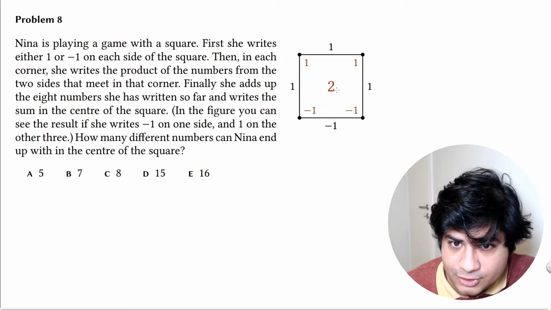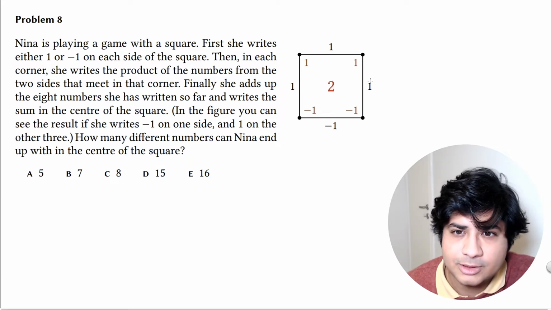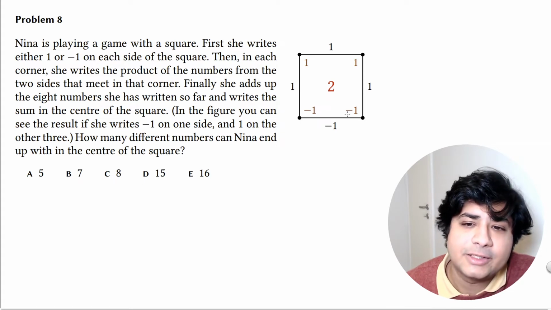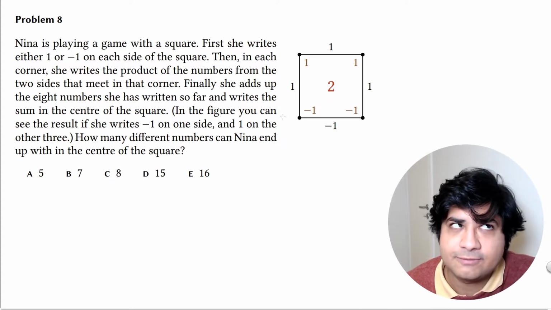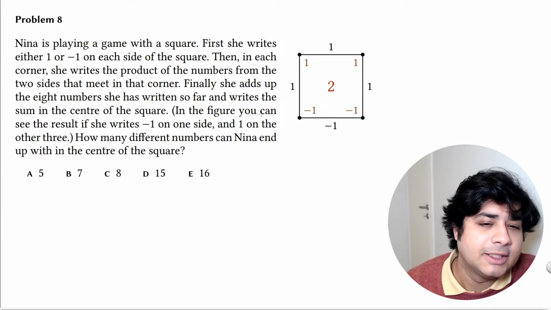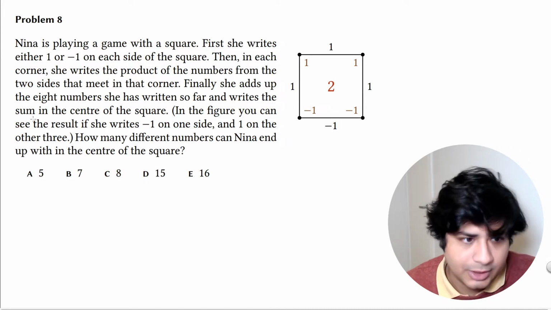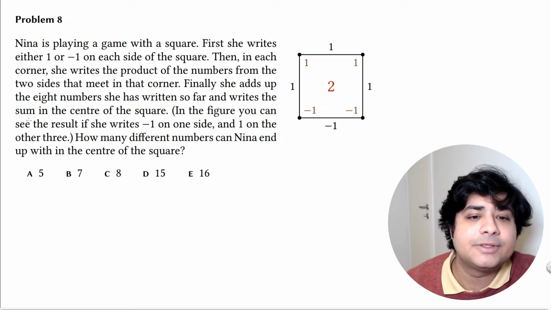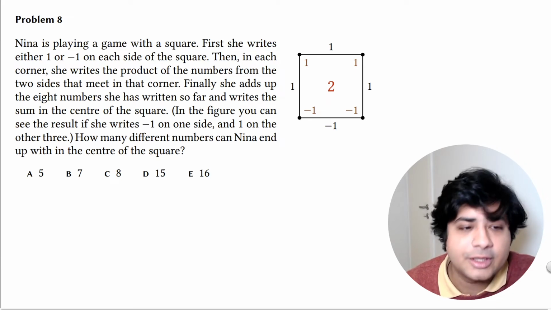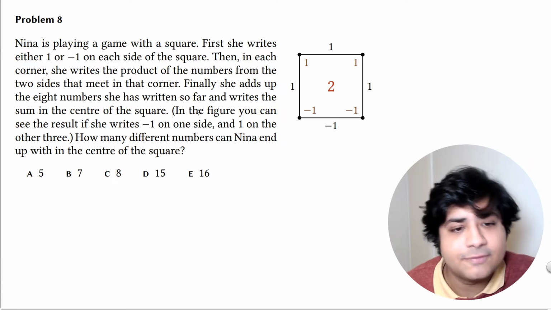Okay, so that's 2. That's 1 plus 1 plus 1 plus 1 plus 5, and then minus 1 minus 1 minus 1, that's -3. That's 5 minus 3, that's 2. Okay. In the figure, you can see the result if she writes -1 on one side and 1 on the other 3. How many different numbers can Nina end up with in the center of the square?